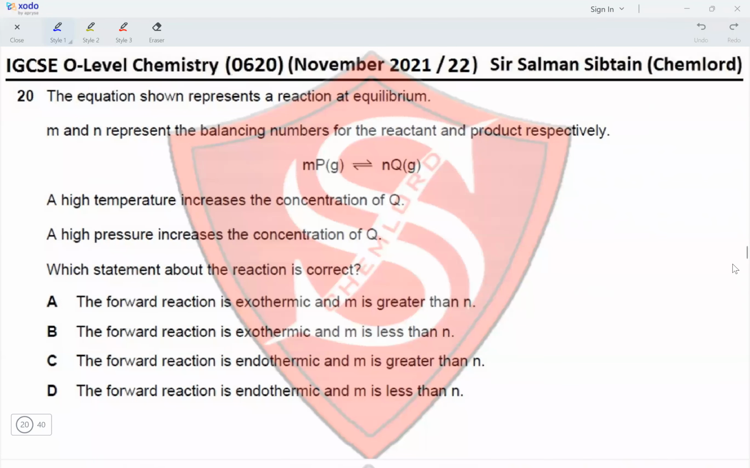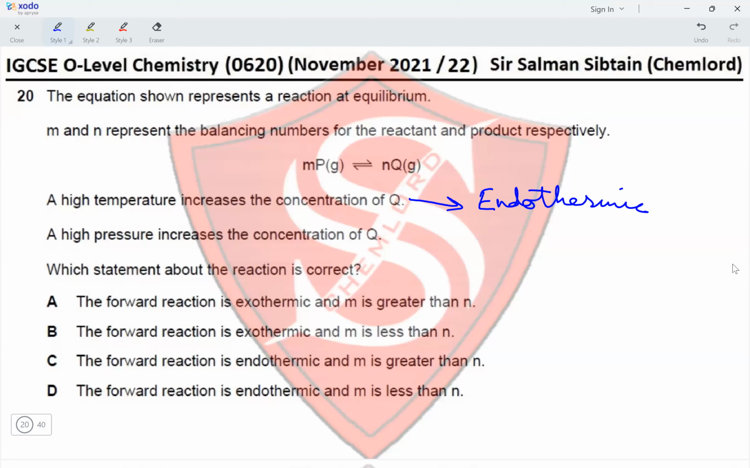Question 20. The equation shown represents a reaction at equilibrium. M and N represent the balancing numbers for the reactant and product respectively. Okay, so they are the molar coefficients or the molar ratios. High temperature increases the concentration of Q. That means an increase in temperature favors the forward reaction, which means the forward reaction is endothermic, because an increase in temperature favors the endothermic side of the reaction.